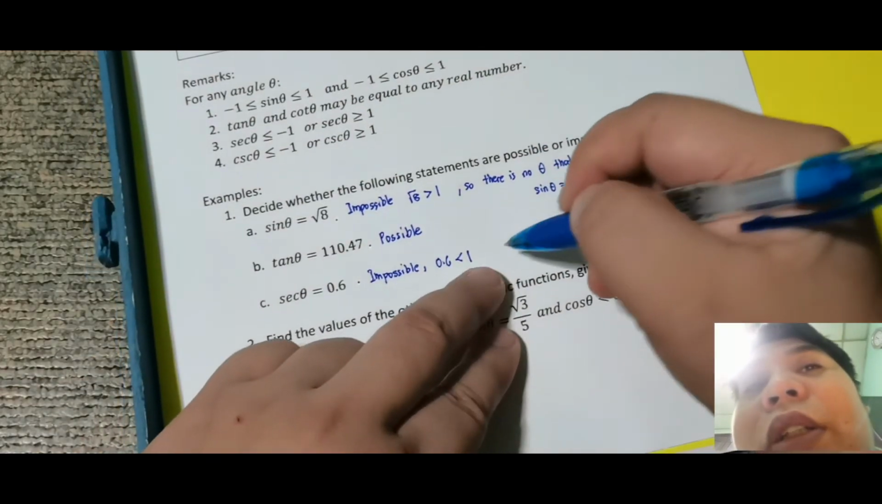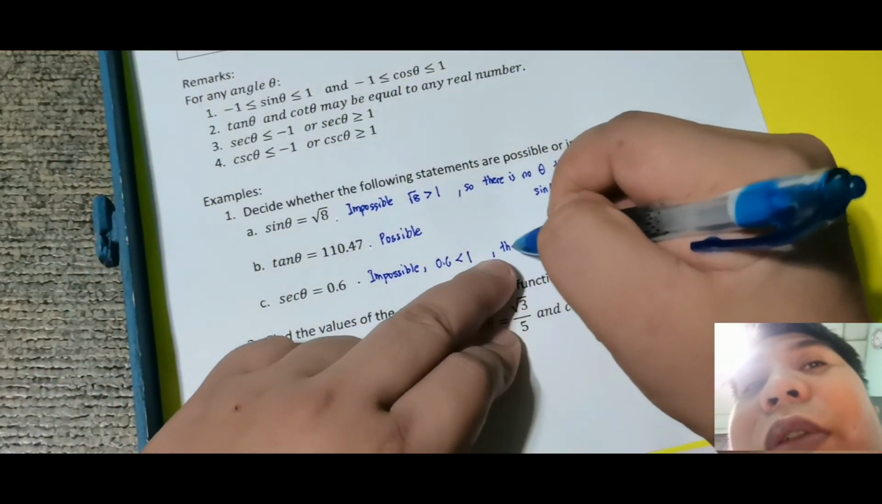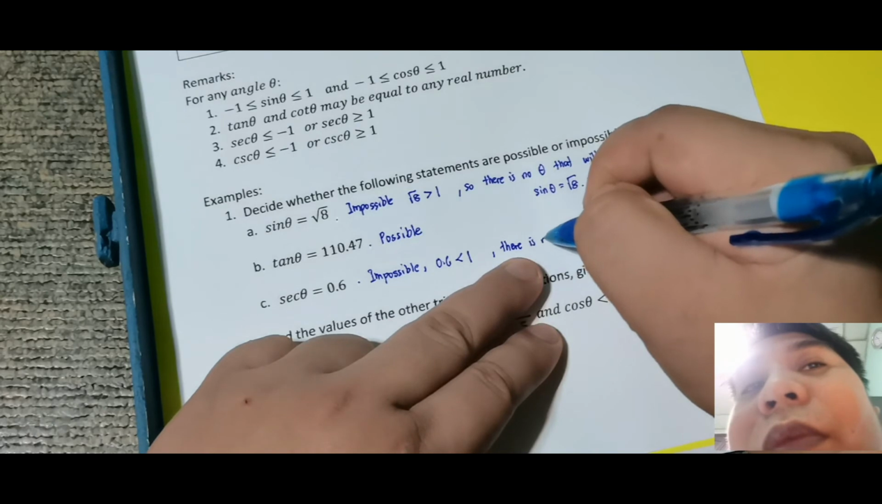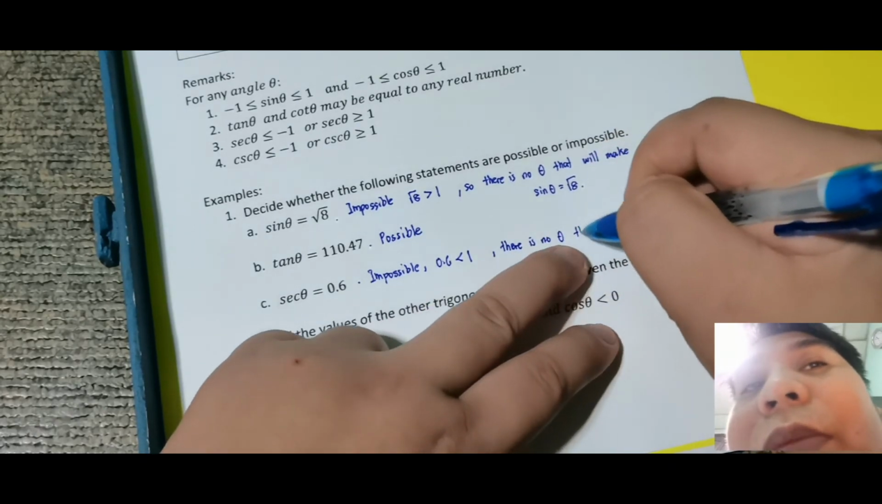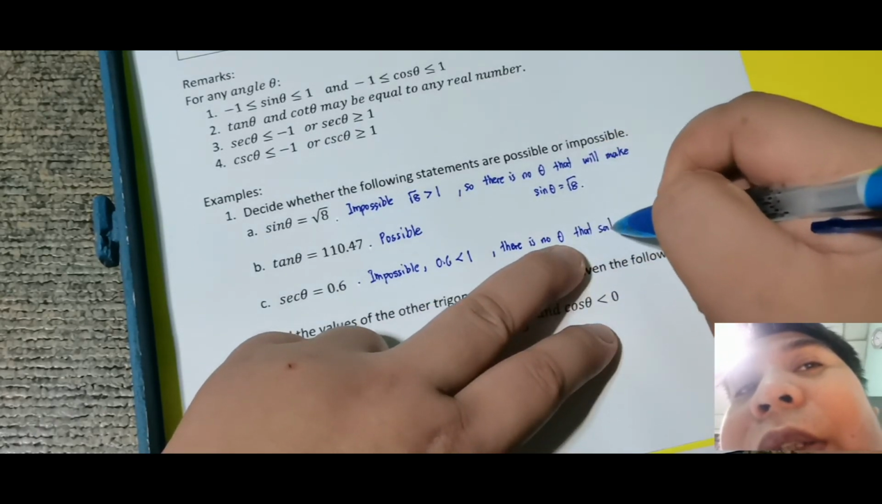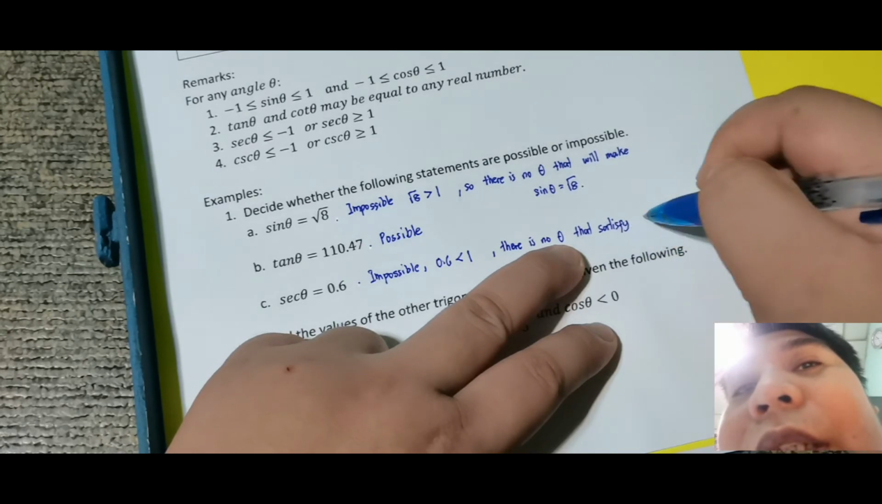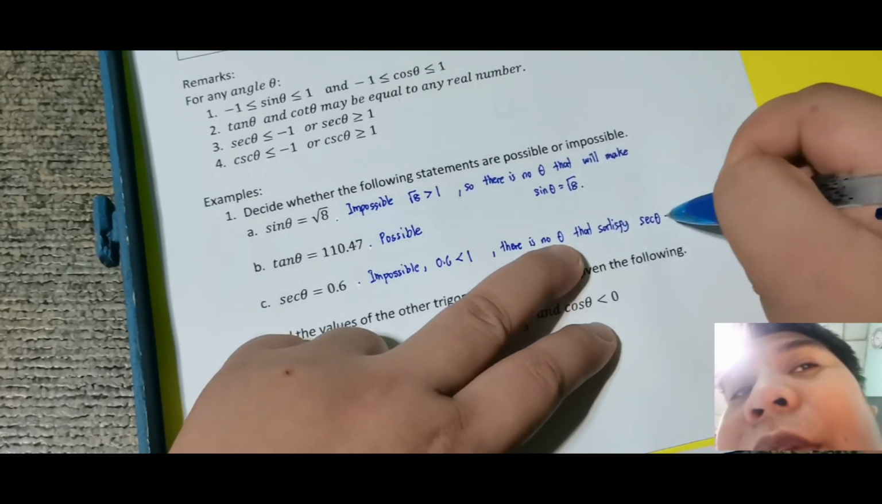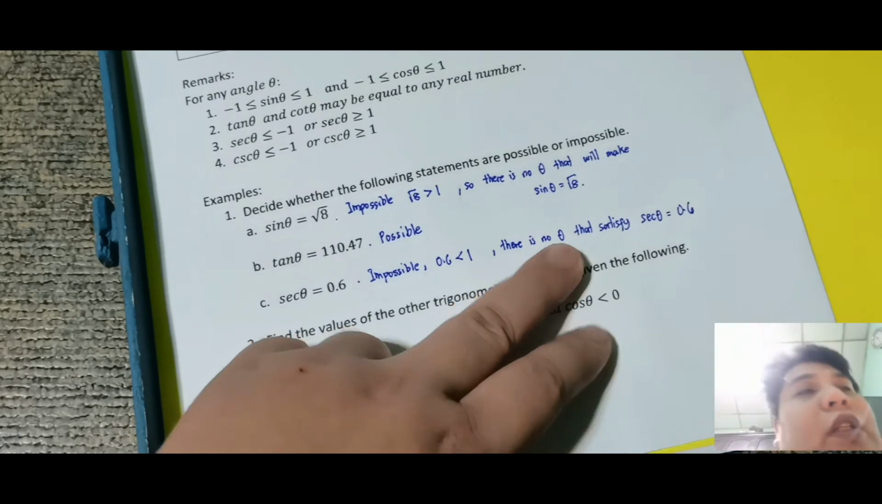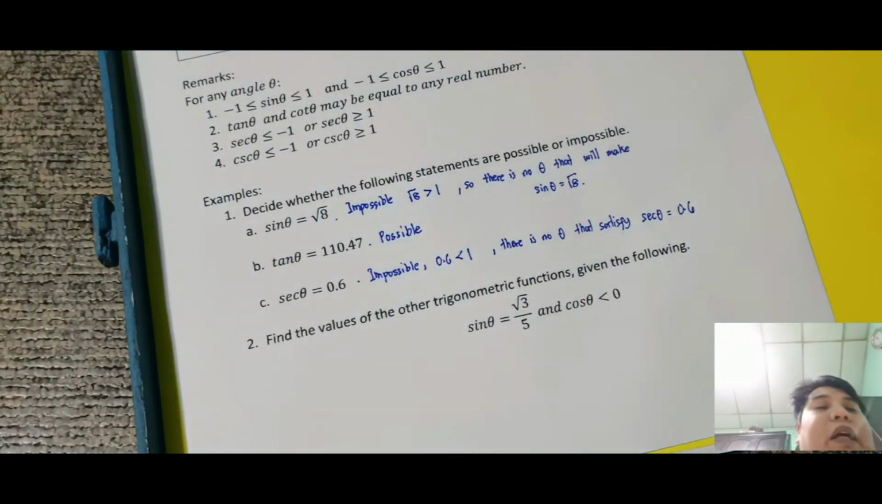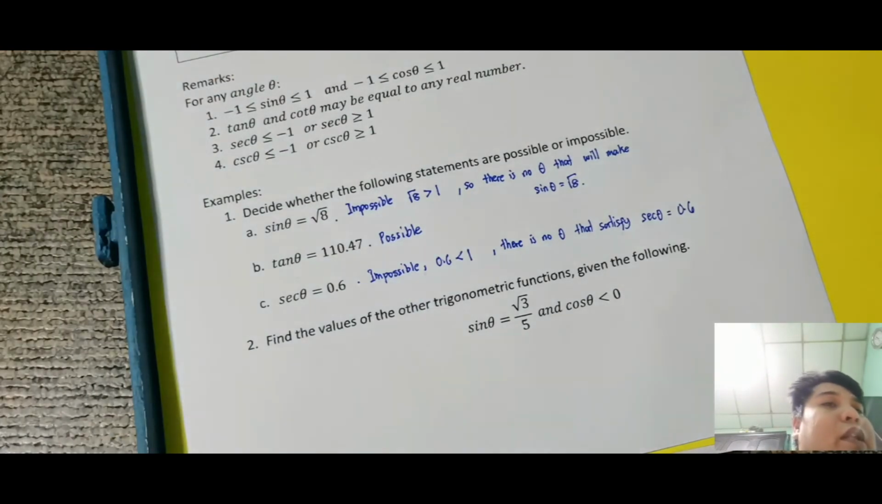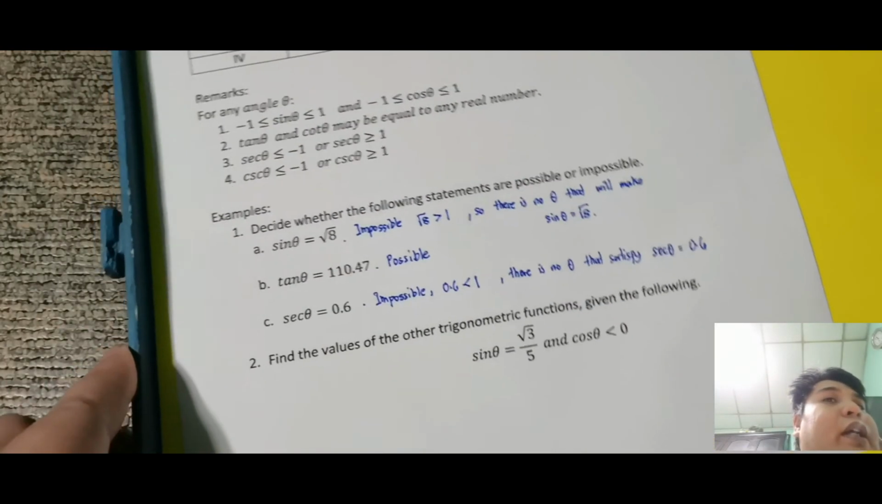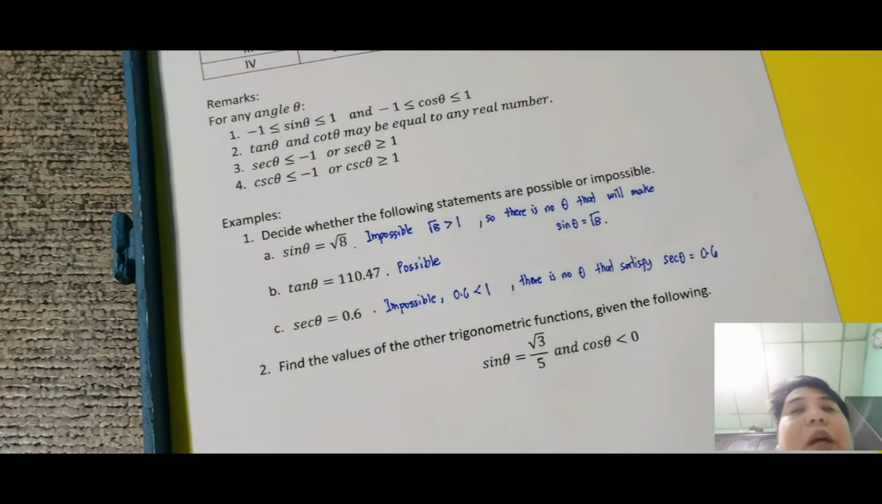Okay, so there is no theta that satisfies secant theta is equal to 0.6. Walang makakapag wala kang theta na mahanap na yan yung lalabas na value. So, napaka-useful ng remark na yan. Yan yung tandaan mo. Okay? So, at least, makikita mo na ang dami palang sinasabi.